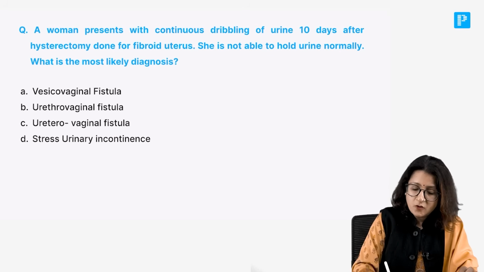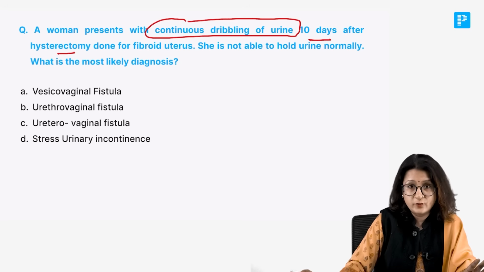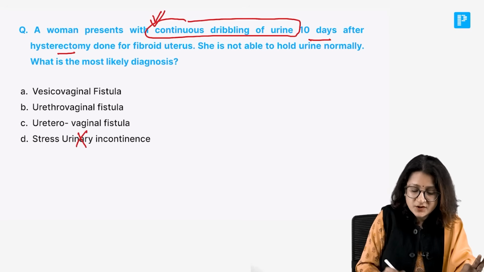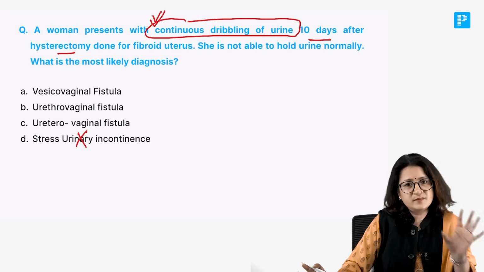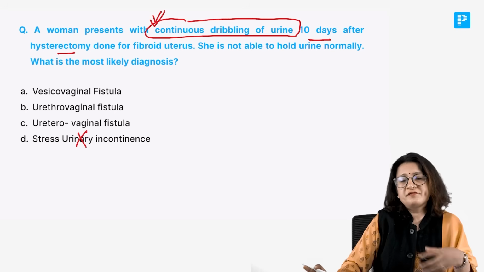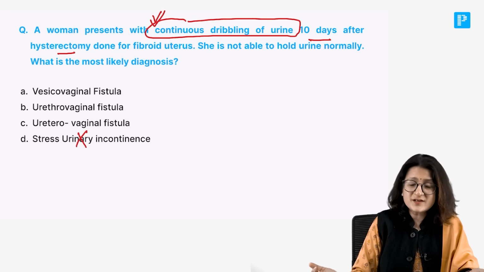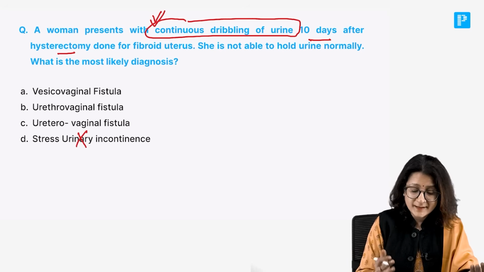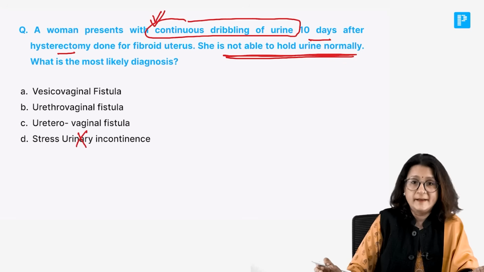A woman presents with continuous dribbling of urine 10 days after hysterectomy, which was done for fibroid uterus. Continuous dribbling. All the time she is dribbling urine. This is not stress urinary incontinence. Stress incontinence means that she is otherwise able to hold urine, otherwise able to go to the washroom also, but when she is coughing, laughing, sneezing, or doing any work where intra-abdominal pressure is raised, drops of urine pass out. Leakage of urine happens when the intra-abdominal pressure rises. So this is not stress urinary incontinence. She is not able to hold urine normally.